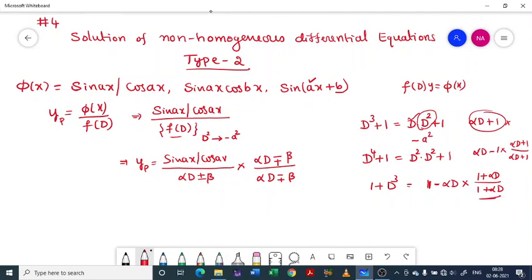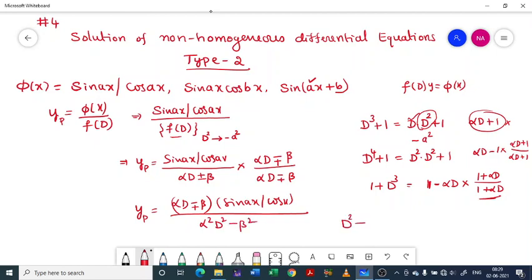So you may get alpha d plus or minus beta, or you may get beta plus or minus alpha d. In any case, you have to just rationalize it. Then after rationalizing, the numerator will be alpha d minus or plus beta times sin ax or cos ax, divided by alpha square d square minus beta square. Now replace d square by minus a square, you get the solution.